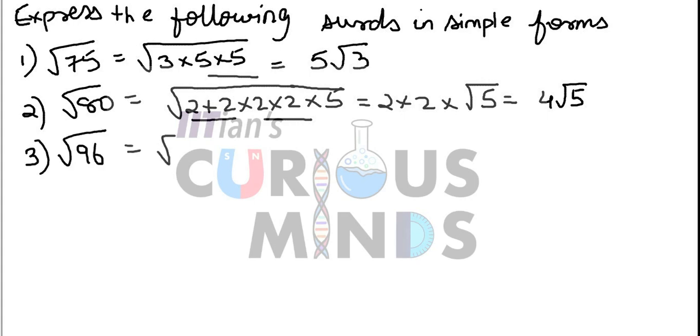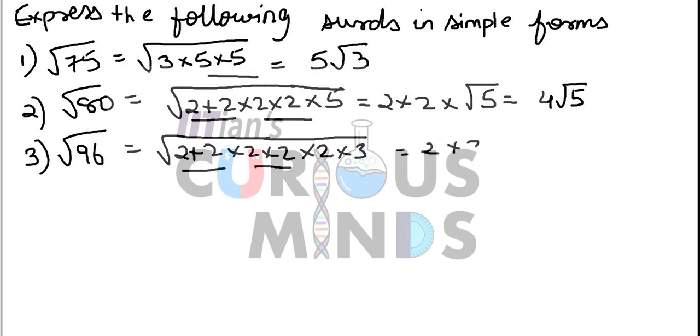Subpart 3. Root of 96. Root of 96 can be written down as 2 into 2 into 2 into 2 into 2 into 3. We remove 2 common ones the second time, and since there is nothing common out here, we write it as 2 into 2 into root 3 into root 2, which is equal to 4 root 6, since root 3 into root 2 is root 6.